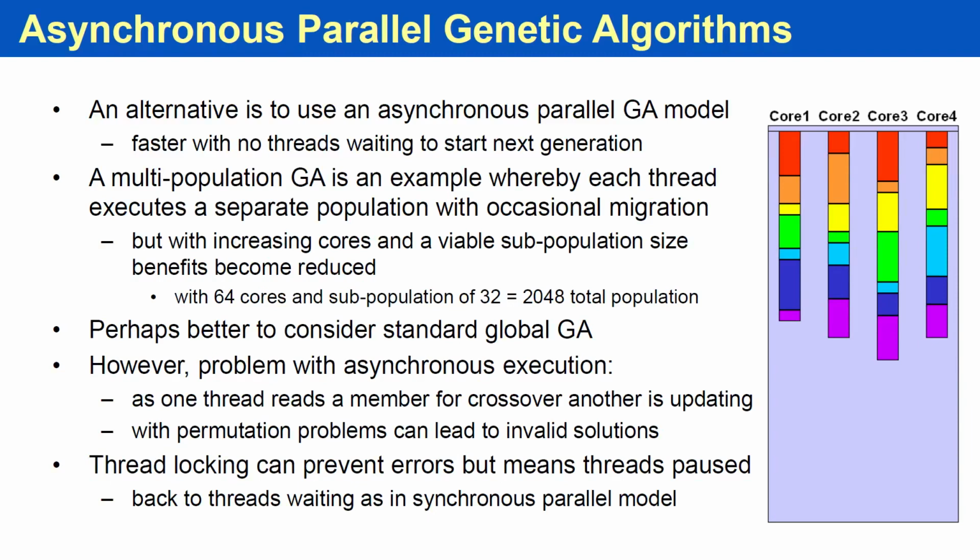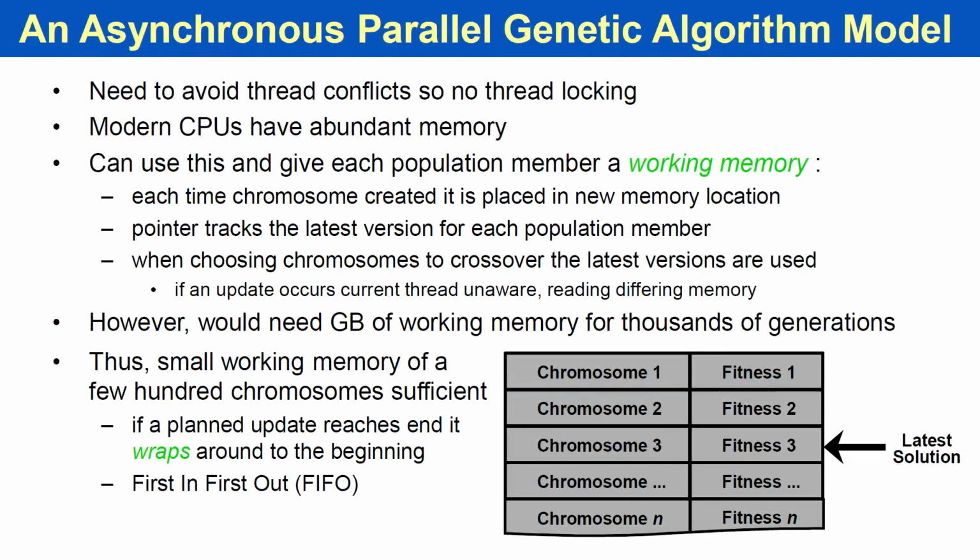So given that we can't have thread conflicts and we want to avoid those, so we have no thread locking, modern CPUs have huge amounts of memory, so gigabytes of memory now. So we could utilize this to prevent a thread creating a solution while another one is trying to read it or update it at the same time. So we use something called working memory. It's a very simple solution.